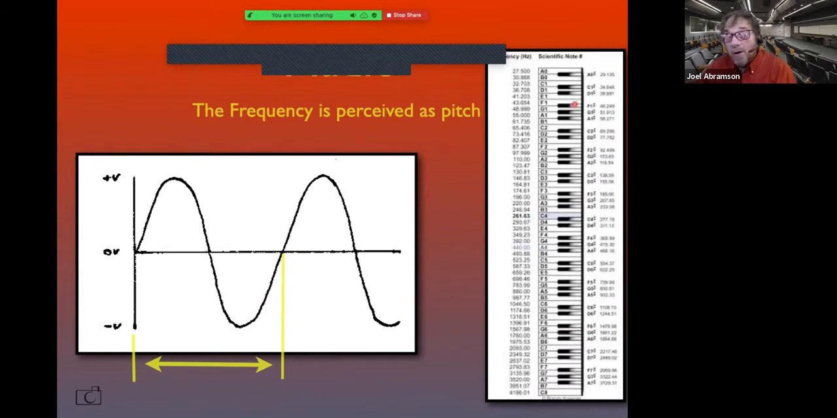And here's a keyboard, and these are the bass notes on the keyboard, and these are the treble notes on the keyboard. And you'll notice these are the frequencies. I know it's a little grainy here, but the frequencies on the keyboard, the lower frequencies have a lower value, right?